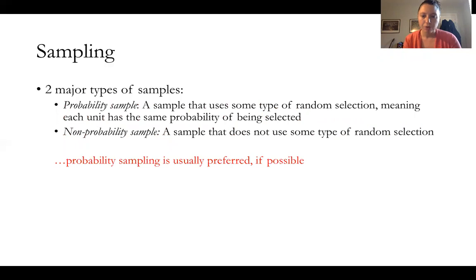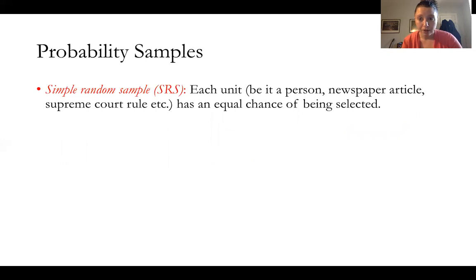Probability sampling is preferred if we can do it, because randomness means that we're going to have more representation of our population, but sometimes it's not possible. So for the rest of this video, I'm just going to talk about a couple types of probability samples. The first type of probability sample that uses some type of randomness is the most common one, called simple random sample. In this sample, each unit, that could be a person, it could be a news article, it could be a Supreme Court ruling, whatever it is you're sampling, has an equal chance of being selected.